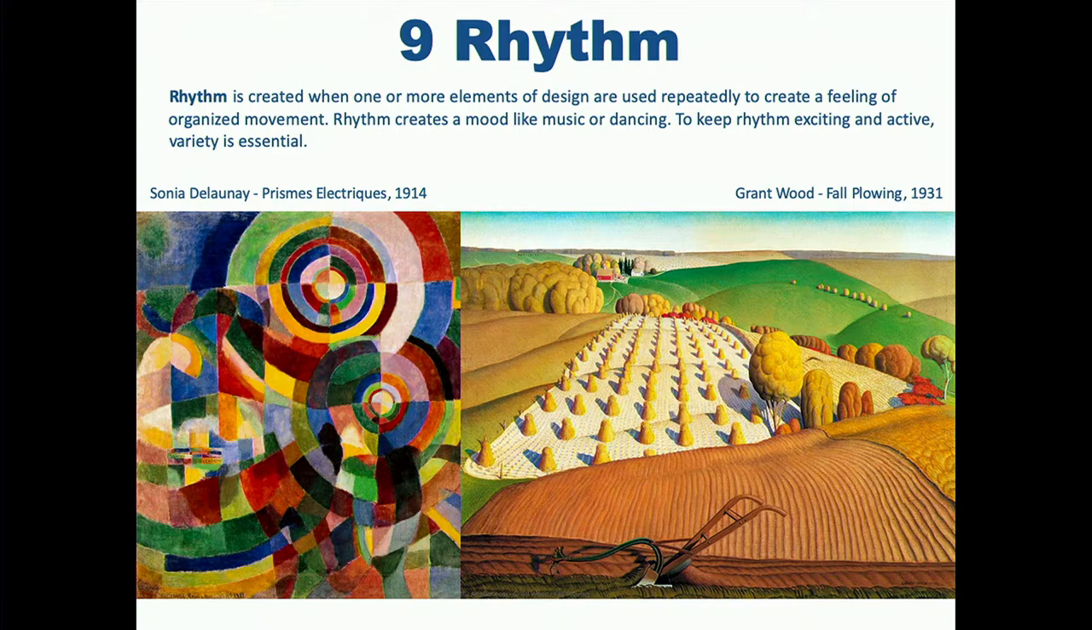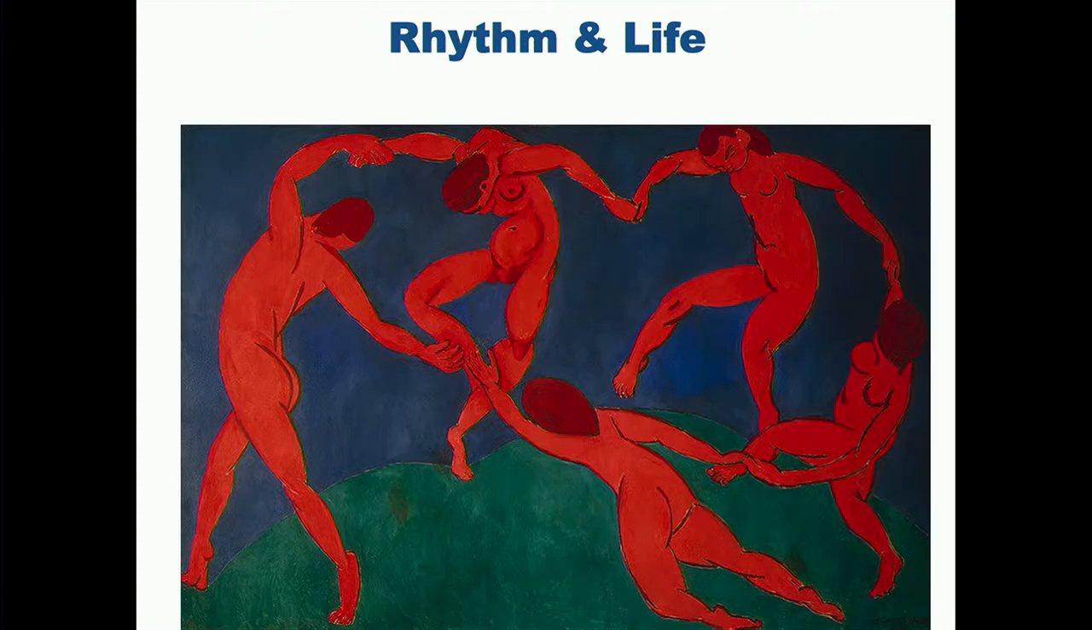So for example, the first painting by Delaunay relies on concentric circles and sort of has a flowing rhythm. The Grant Wood painting is a little bit harder to talk about because he's using converging lines and undulating lines in the landscape to sort of create that overall rhythm. Rhythm and life. So for me, this painting says it all. It's just such a joyous celebration in itself. So find your own rhythm and dance like no one is looking.